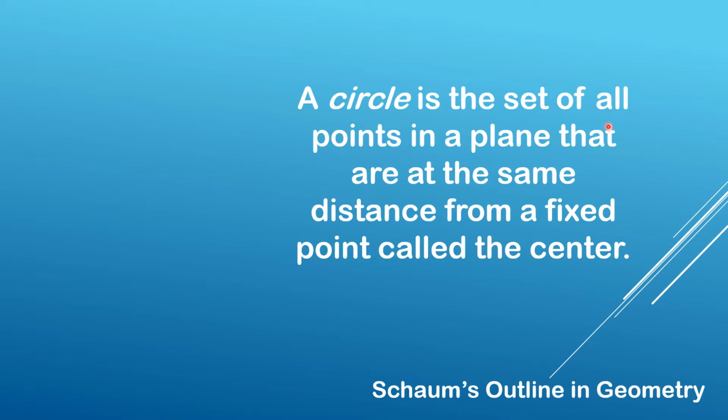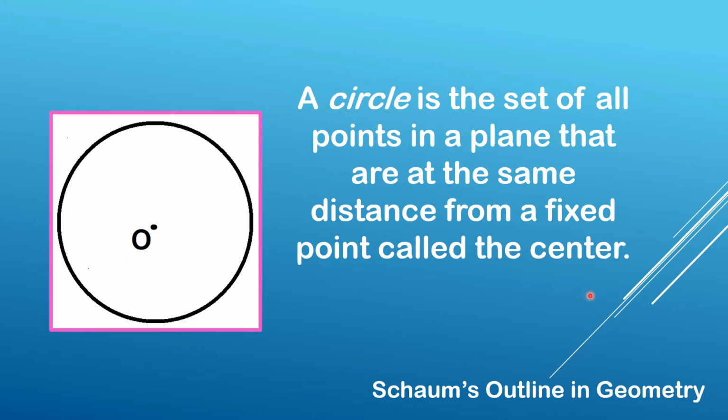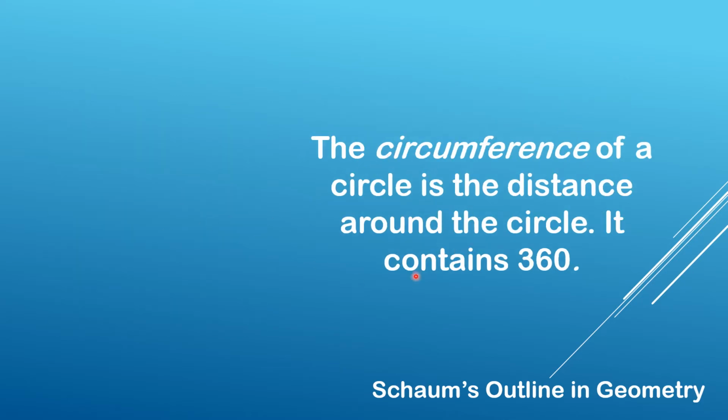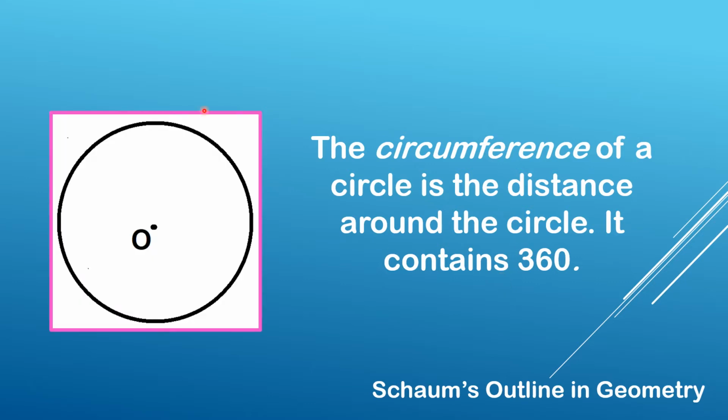A circle is a set of all points in a plane that are at the same distance from a fixed point called a center. So this is a circle, and this is the center of the circle. The circumference of a circle is the distance around the circle. It contains 360 degrees. So these points form the circumference of the circle.